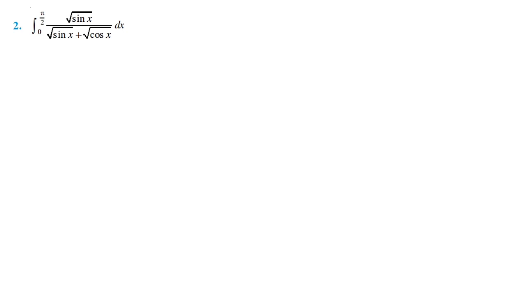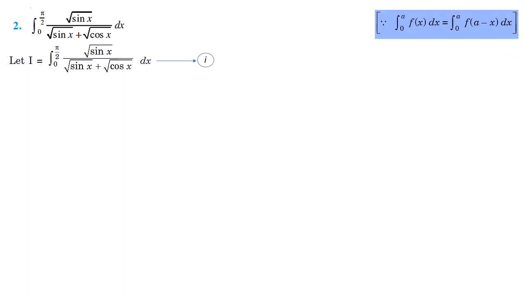Each and every time when you go through the question, you should recall the property, if possible all the properties, and write the concerned property here which we are going to apply. Let's take this one as I, the same procedure as before. I is equal to the given function, label it as equation number 1. Then write the property: integral 0 to a f of x dx is equal to integral 0 to a f of a minus x dx.